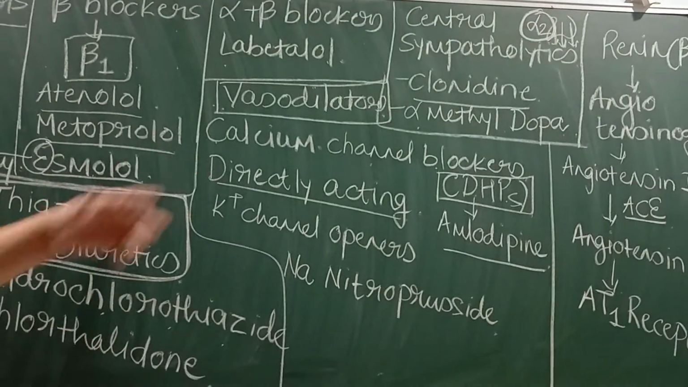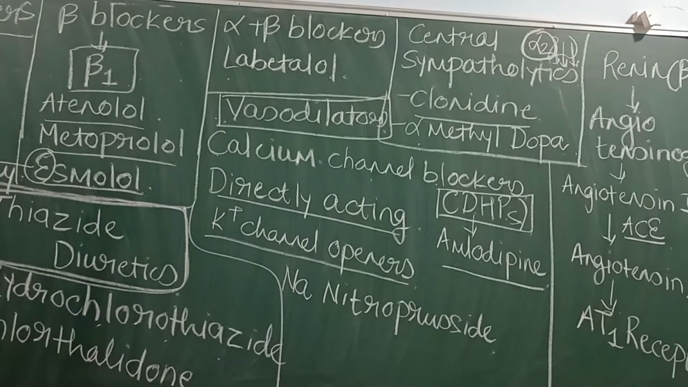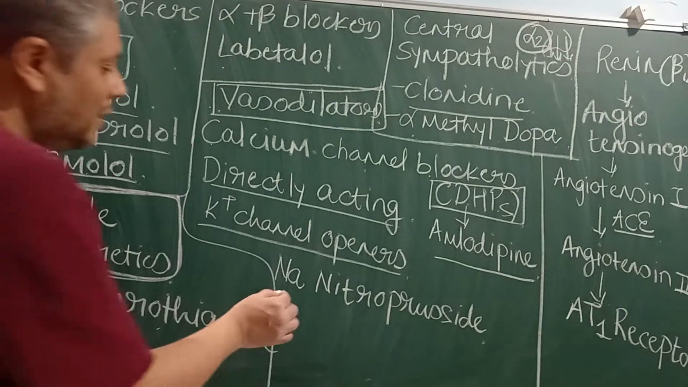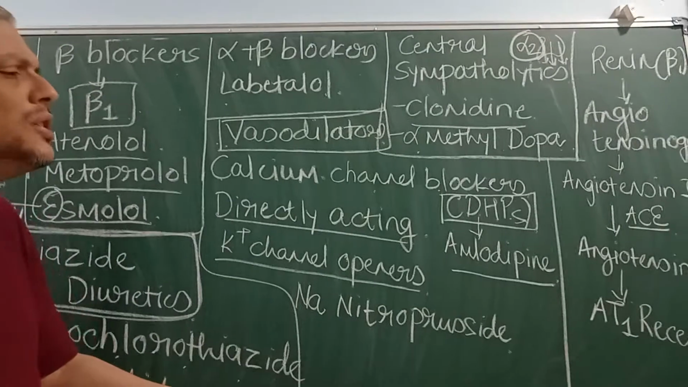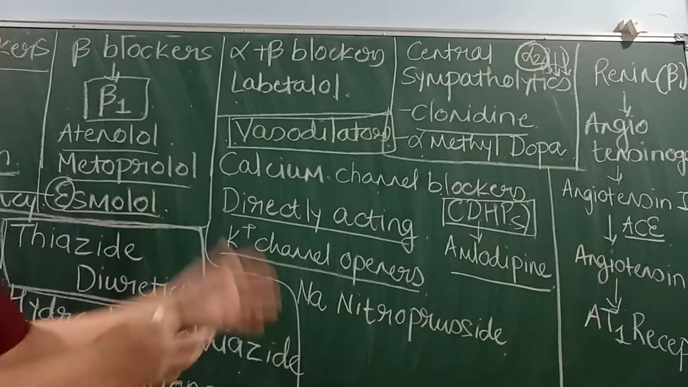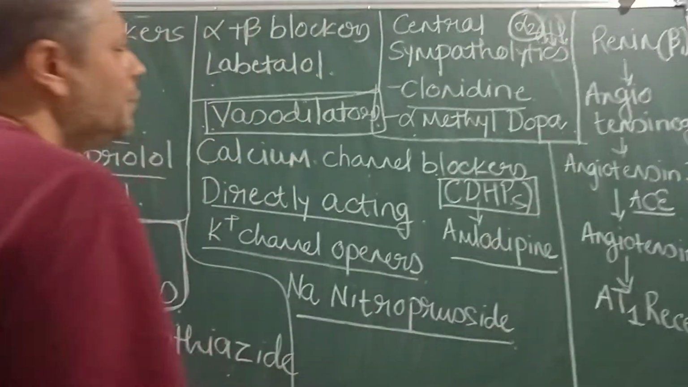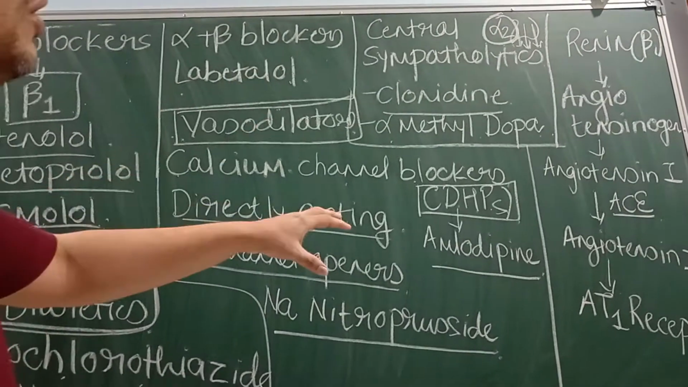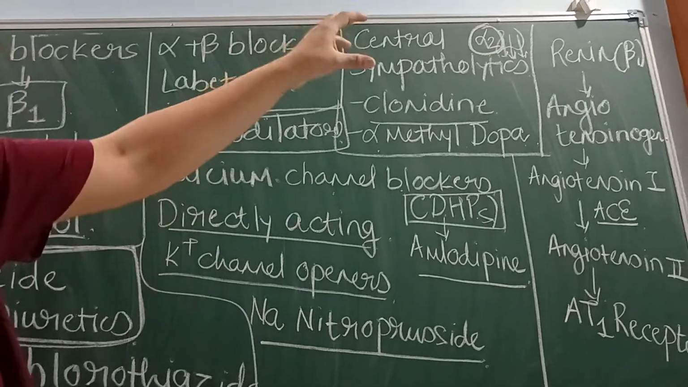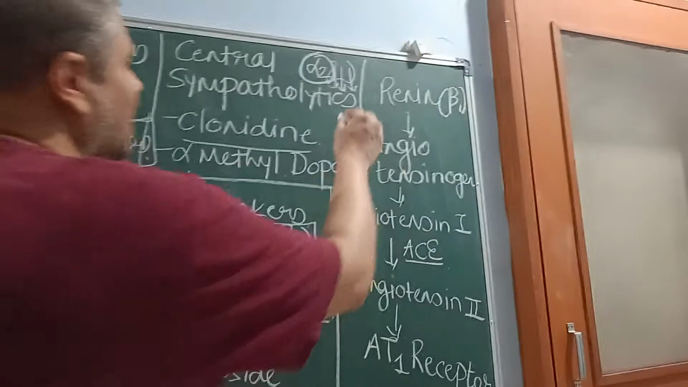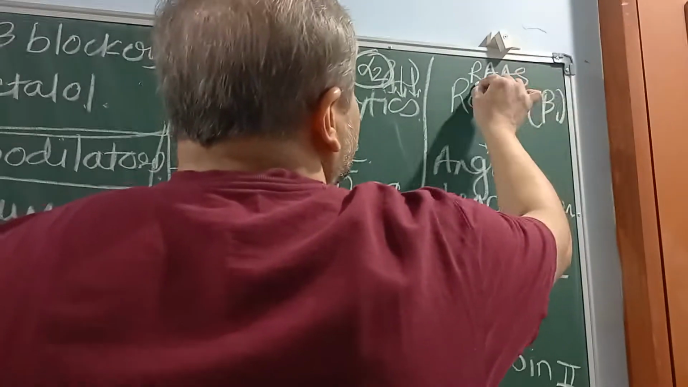Then if you open the potassium channel, again the vessel will be relaxed. That is nicorandil. And there is another agent which was previously very widely used for the hypertensive emergency because it dilates both arterioles as well as the veins. That is sodium nitroprusside. And above all, there is another vasodilator group, but that we will discuss under the heading of the drugs that are acting on the renin, angiotensin, aldosterone system.